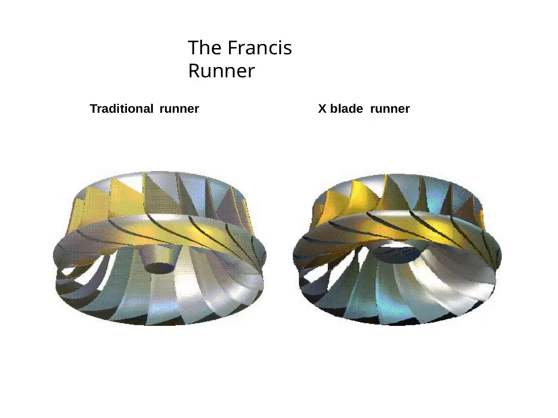Let's take a look at the Francis runner. It's a traditional runner design, something many are familiar with. Alongside it, we have the X-Blade runner, a more modern take that offers a different approach. Comparing these two helps us understand how design evolves, balancing heritage with innovation. Each has its strengths, and seeing them side by side sets the stage for what comes next.